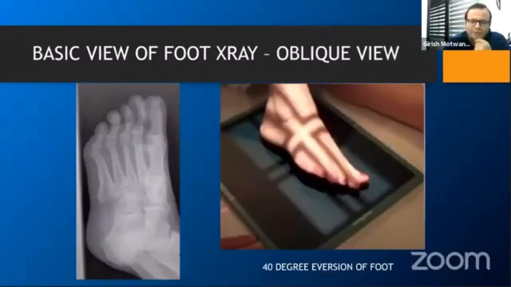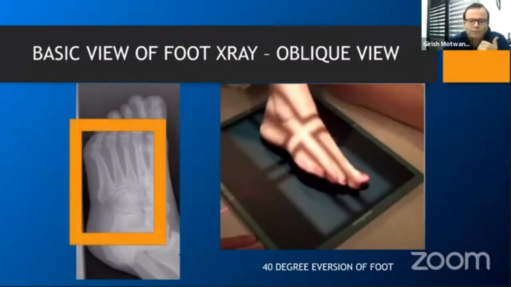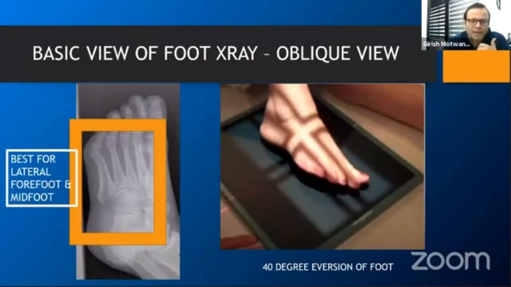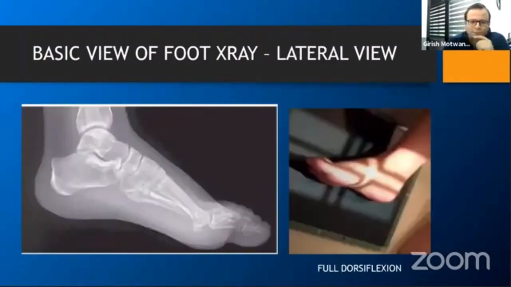How to take the oblique view of the foot: you have to keep the foot in 40° inversion and keep the X-ray beam exactly at 90°. Here you can look at the lateral part of the foot: lateral midfoot, lateral forefoot, lateral hindfoot. The lateral three digits can be nicely examined radiologically on the oblique.